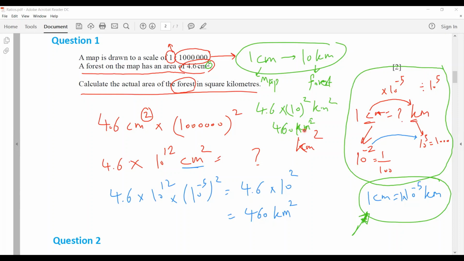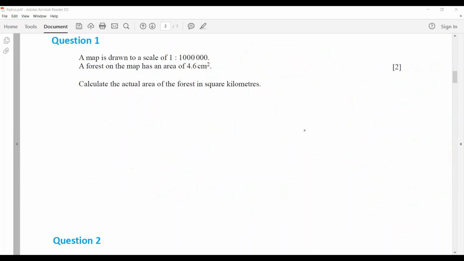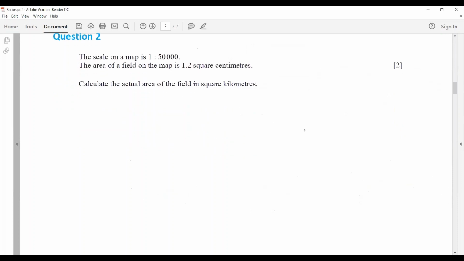All right, let's move on to the next question. Again, it's a map. I strongly suggest you pause the video and try to do this yourself. Again, this conversion at the end makes it a little bit difficult because we have centimeters here, then they want us to give the answer in square kilometers, it's area.